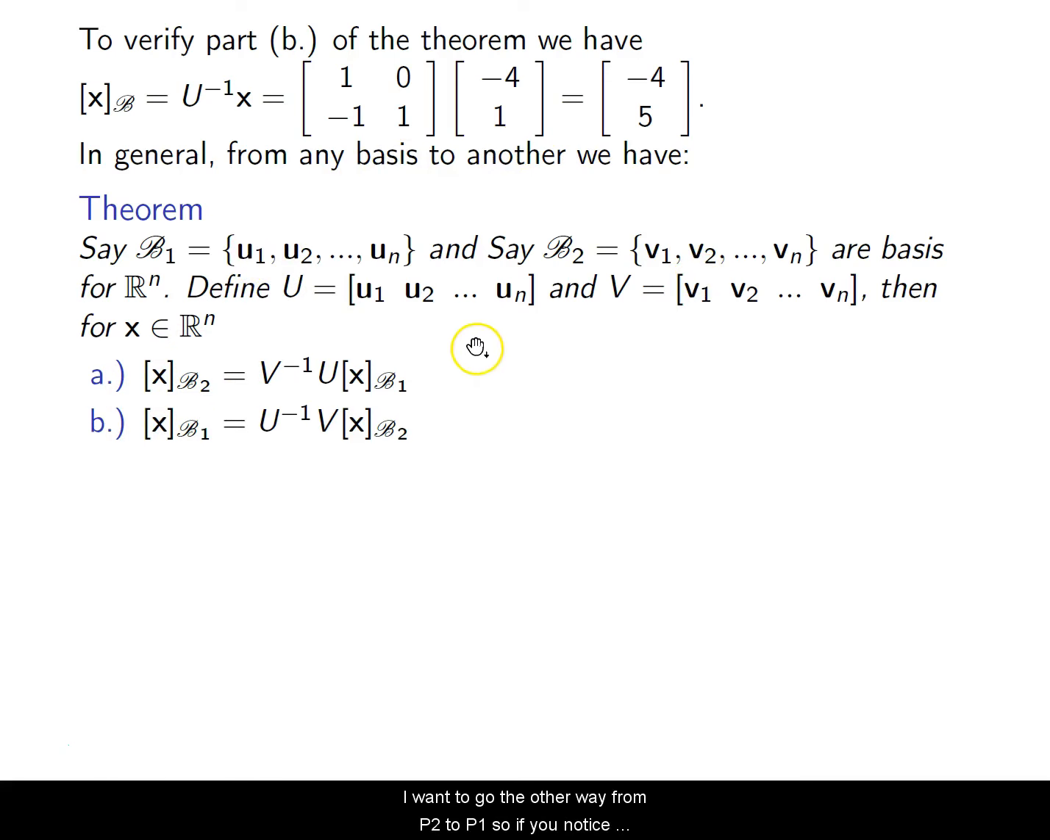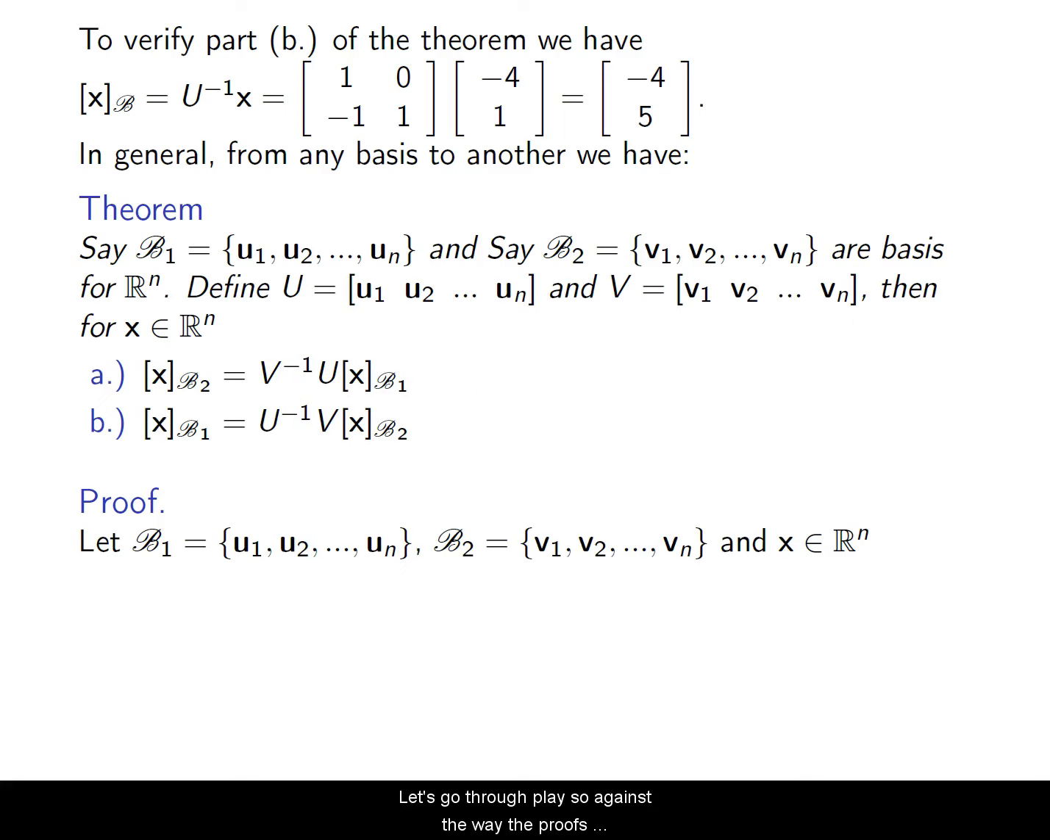Okay. If I want to go the other way, from B2 to B1, I already have it in B2, and what I'm looking for is B1. What does it look like in B1? It looks like this. I already have it in B2, and I'm going into B1. If you notice, it's very, very similar. I take the vector representation I already have, and instead of V inverse U, it's U inverse V, right? So the order just switches between the placement and which one is inverted.